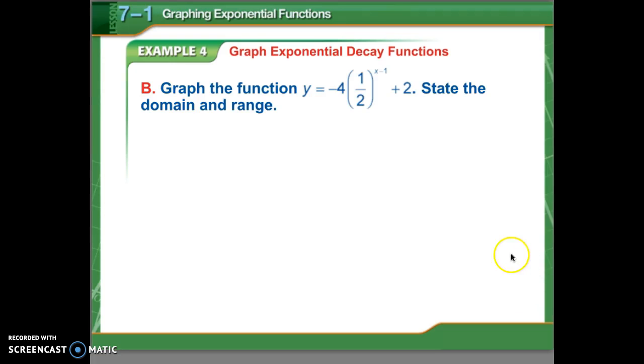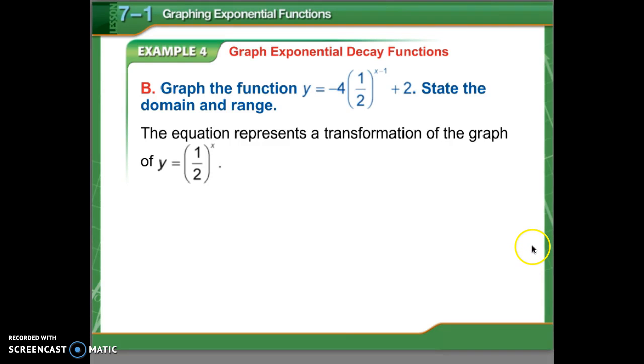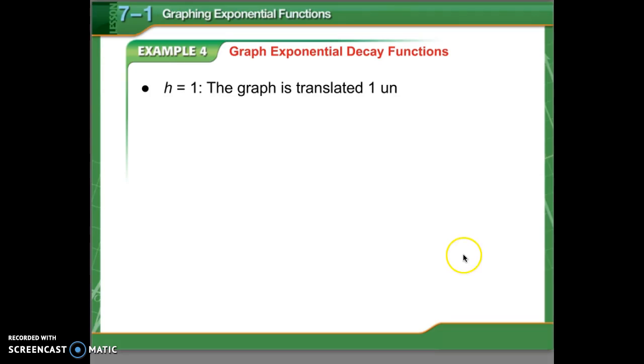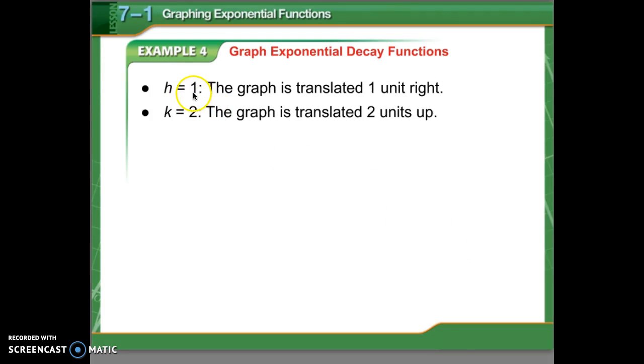Okay, part B, now we have a translated function: negative 4 times (1/2) to the x minus 1 power, plus 2. So this is a transformation of (1/2) to the x. The negative sign in front means the graph is flipped over. The 4 means that it's stretched by a factor of 4. We're also going to look at the exponent, which was x minus 1. Because it was minus, that means we're translated right 1 unit. And it had a plus 2 at the end, so k is 2, so the graph is shifted up 2 units.